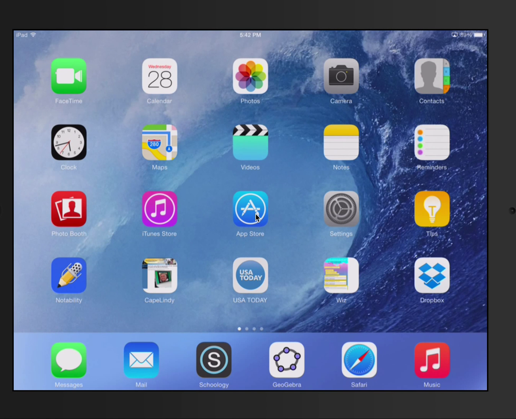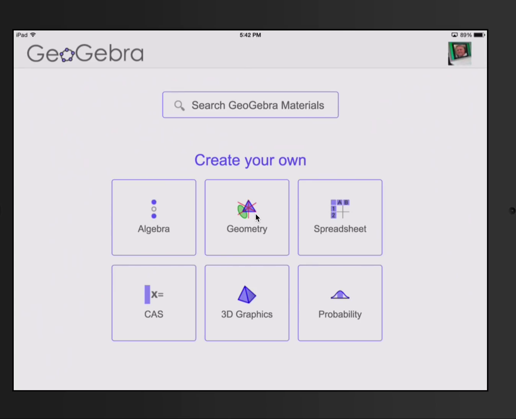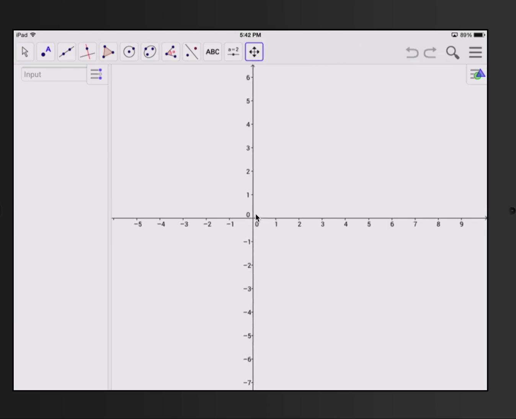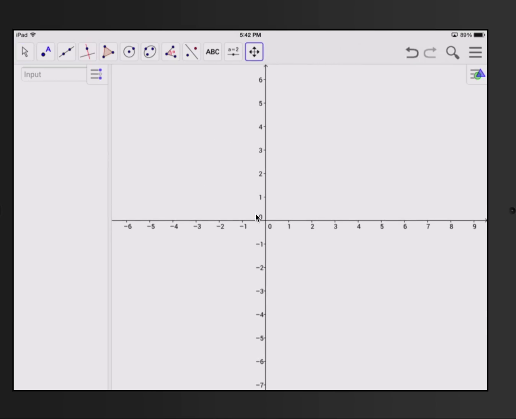Okay, what we're going to do is look at a general form for a quadratic equation in vertex form. I'm going to open the algebra window. I'm going to just move and center my x and y axis. I'm going back to the arrow key. Alright, I'm going to create 3 sliders.